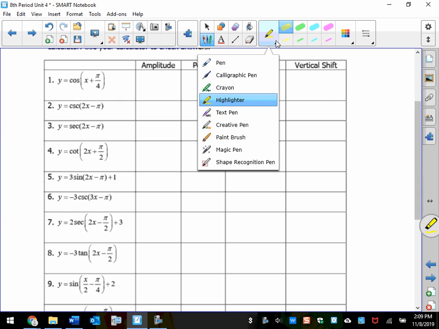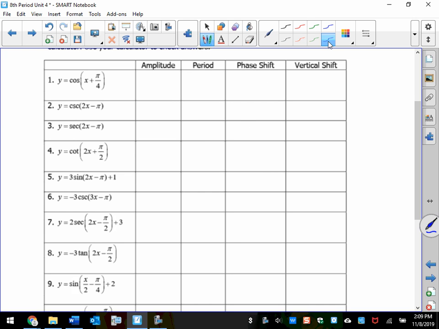So let's do number 1 first. Number 1 is a cosine graph, and we want the amplitude here. Sine and cosine are the only graphs with amplitude. All the others have no amplitude. So the amplitude is 1 for cosine here. It's just the coefficient of cosine. And then the period is determined by the coefficient of x. So the period is 2 pi over b for sine and cosine. And in this case, the coefficient of x is just 1. So we get a period of 2 pi.